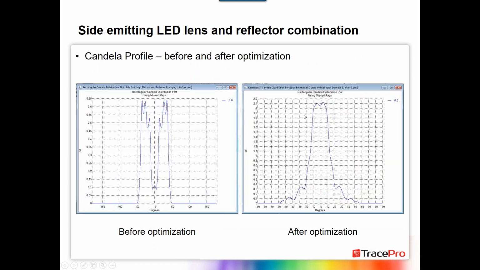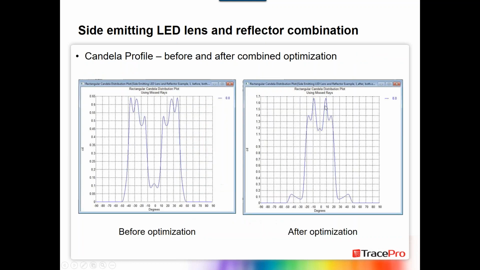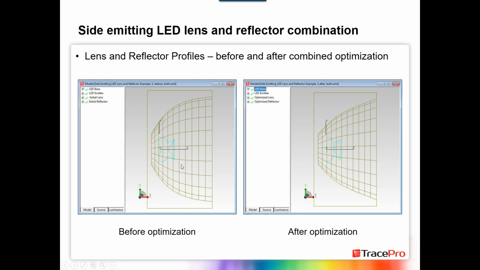Previously we had 2.1 candela, and down here we're at 1.6. Now these are just sort of normalized values. They're relative to each other, but not necessarily relative to real world numbers. But we had less intensity in this design. And before and after.